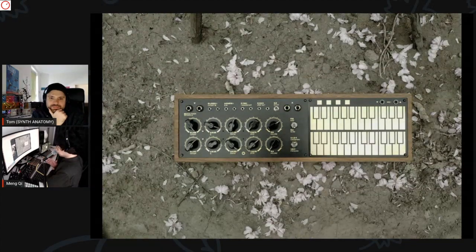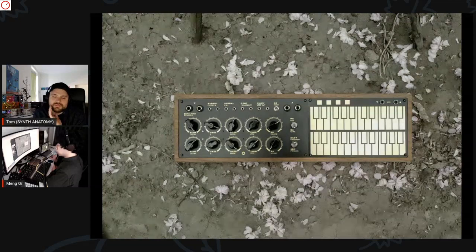From the left side is cutoff, and then Q. The two knobs in the middle are exponential FM depth and step modulation depth. You can notice on the marking of these two knobs there are two little dots on the left side of the marking. When you tune the knob to the dot, you get a pentatonic scale.